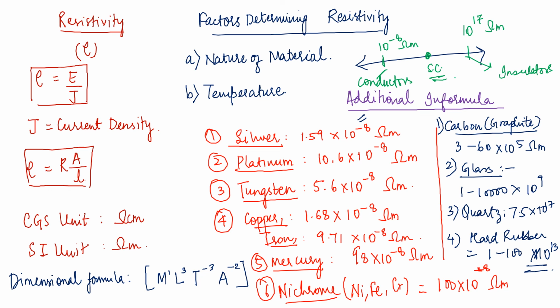Okay. So this is all for today's class. I hope you understand the concept of resistivity and conductivity, their symbol and their CGS unit and SI unit along with their dimensional formula, and factors which affect the resistivity, along with the range in which they are. The range of resistivity for conductors and insulators is quite an important factor which will be asked in various entrance examinations. So prepare well.